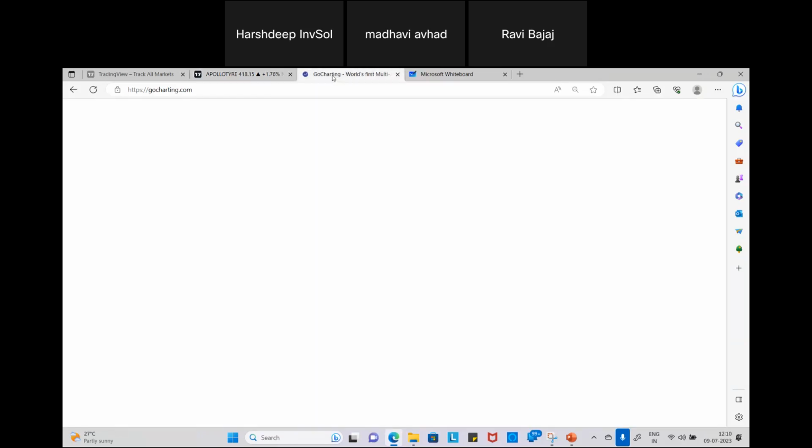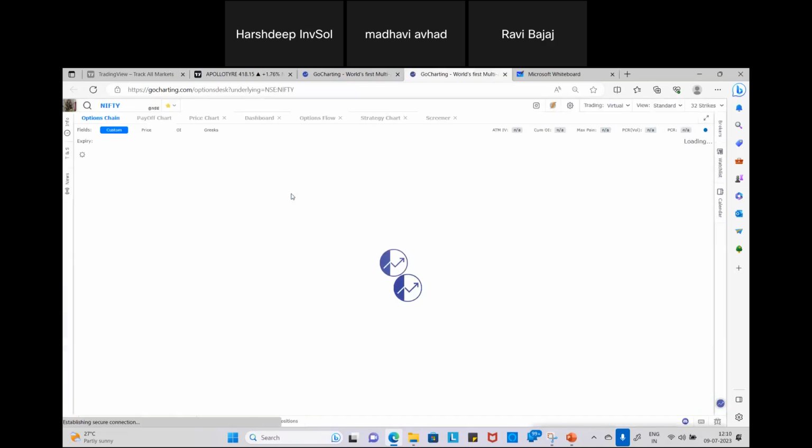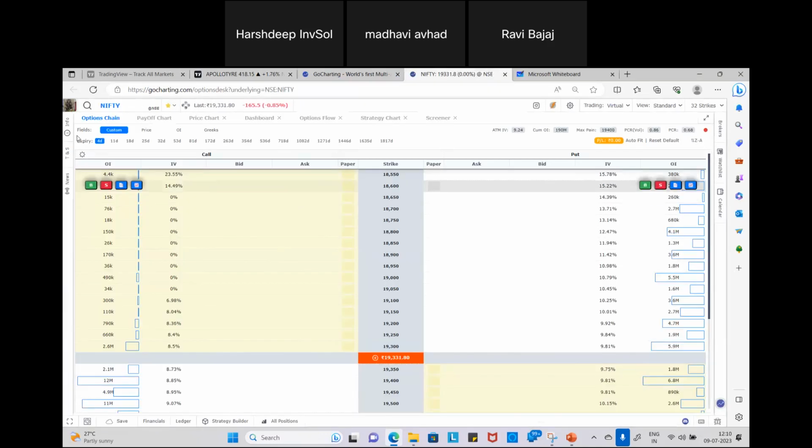One thing I will quickly show you is how it will work on the option chart. So I will use the Canara Bank chart.